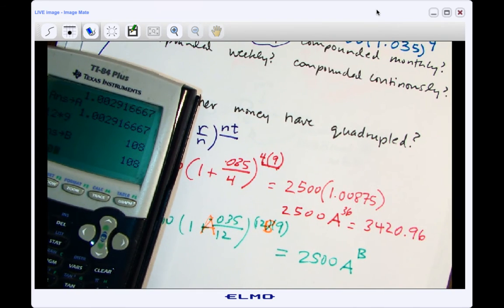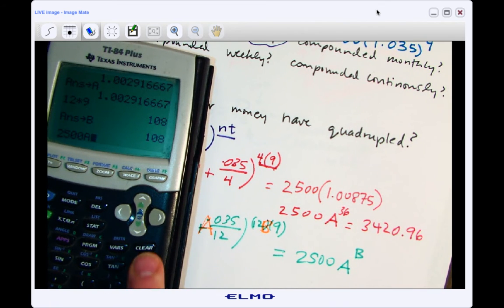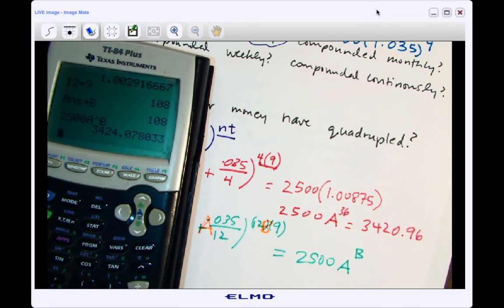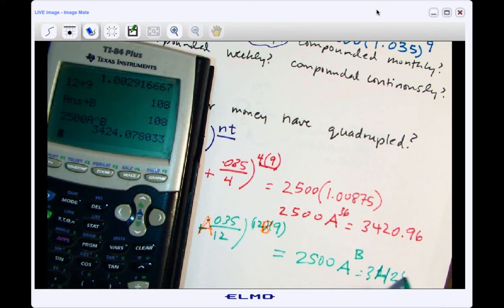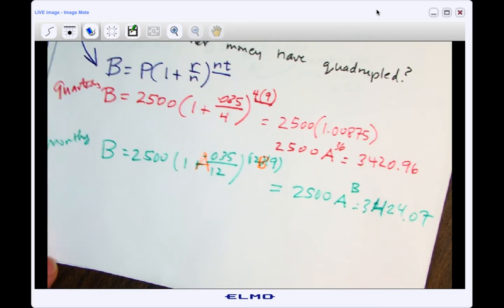So 2500 alpha A, and of course when they're scrunched up next to each other, it means to multiply anyway. I have to put the caret to raise it to the power, and B. So this one came out slightly more, 3424.07. Okay, cool, right?